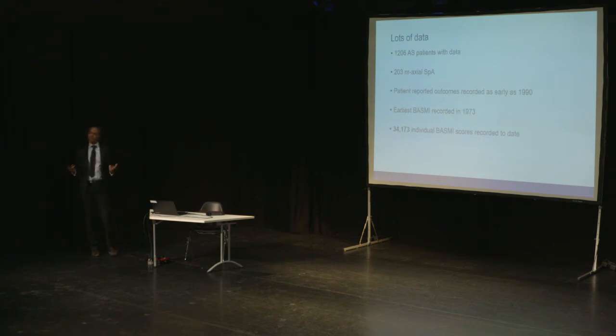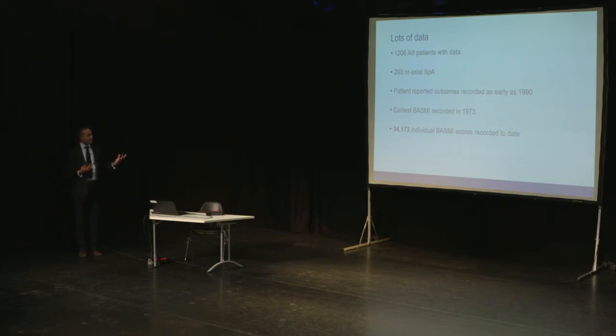So it's really important to measure, and it's really important to show patients because it will motivate them to stretch and exercise. So what I've tried to show you there is some of the outcome measures we collect, and just to give you a flavour of the volume of data we have on axial spondyloarthritis patients. So 1,206 patients with data. There's an earlier stage of disease we call non-radiographic axial spondyloarthritis. So there's 203 of those patients.